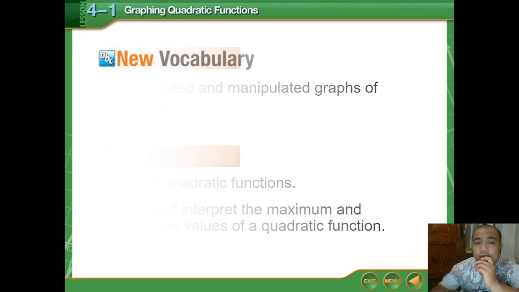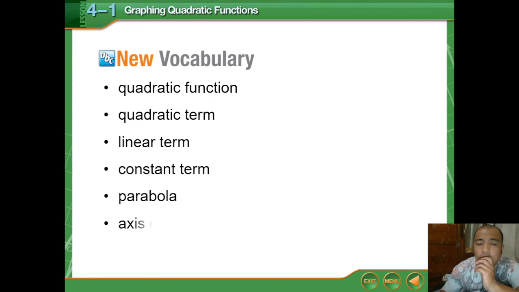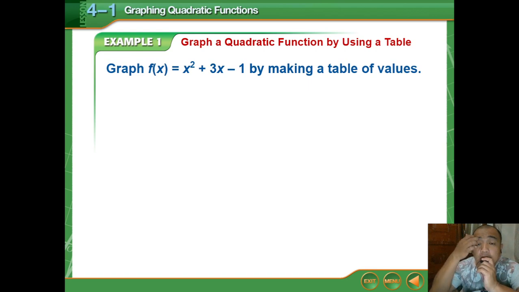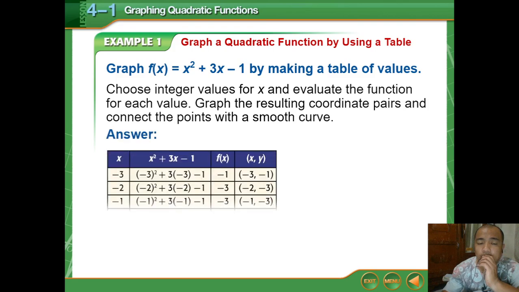quadratic function. These are the new vocabulary for this topic: quadratic function, quadratic term, linear term, constant term, parabola, axis of symmetry, vertex, maximum value, minimum value. Graph f of x equals x squared plus 3x minus 1 by making a table of values. Choose integer values for x and evaluate the function for each value. Graph the resulting coordinates first and connect the points with a smooth curve called the parabola.